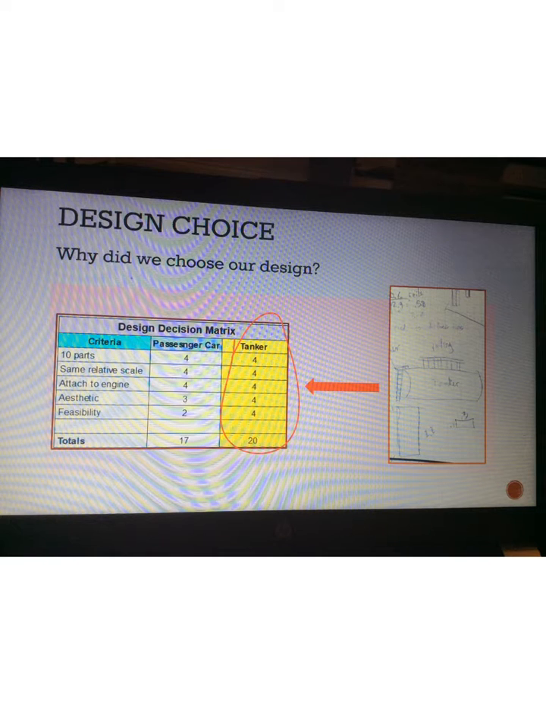I apologize for the pixelation here, but here is just an example of one way you could put that in. This is a really simplified version, but you can see that there is a sketch here, quantitative value here, identifying why the tanker, in this case, received the highest value and why this particular team chose to go with it.